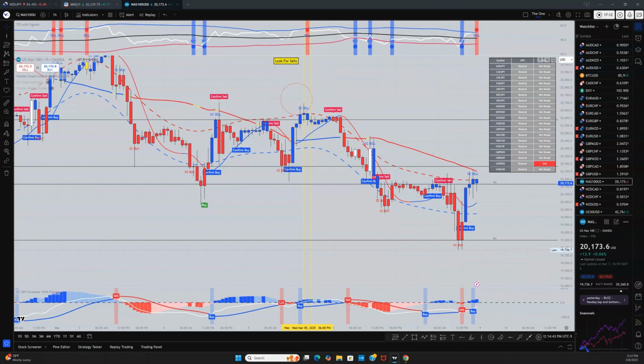So again, use the guide correctly. Go back and watch this video, go over it a couple of times, and use the steps to correctly trade, because the system is going to give you high probability setups. It is up to you to follow those directions.